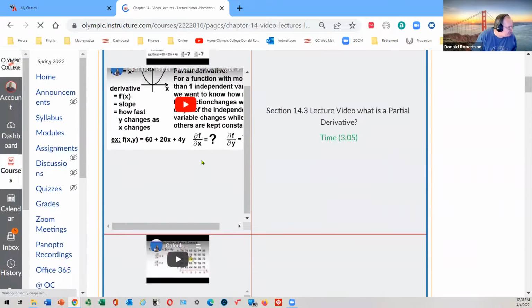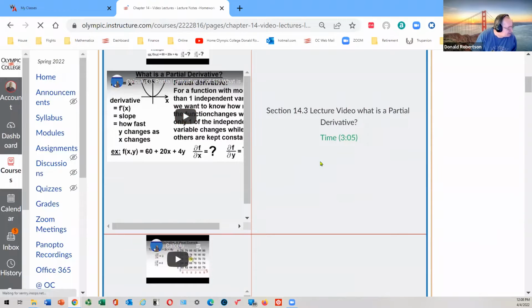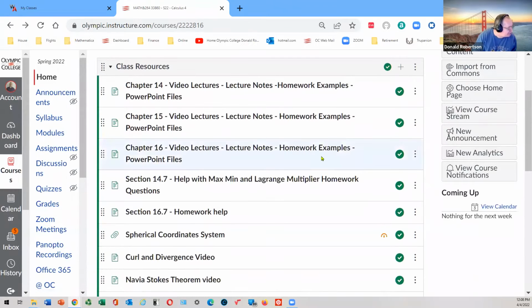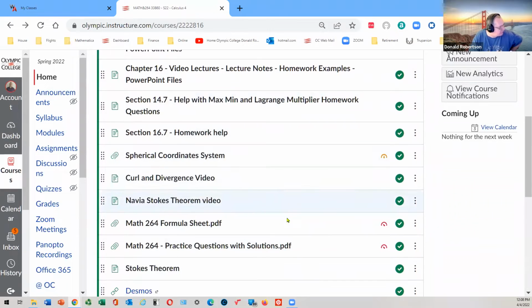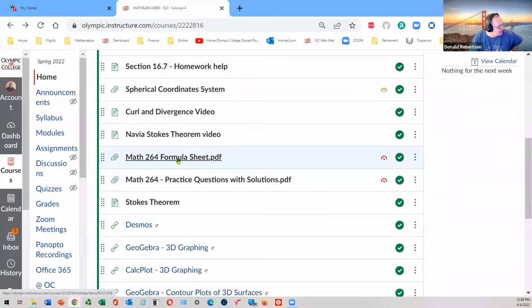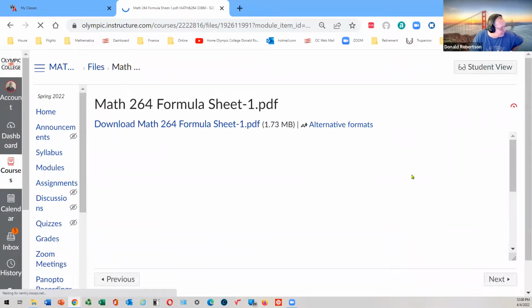And if you click on them, you get various people explaining the same topic in different ways. And there are all sorts of pages here. Let's scare you. There's a formula sheet. It should load up eventually.